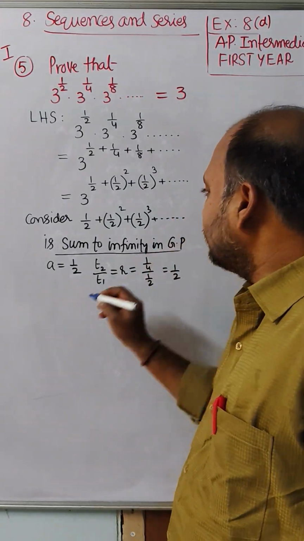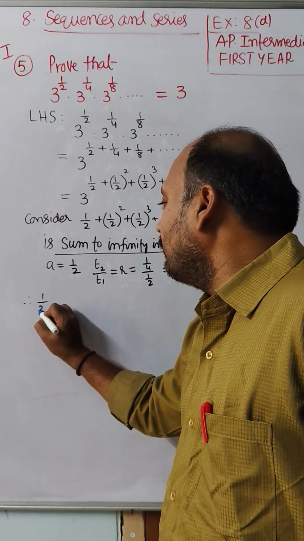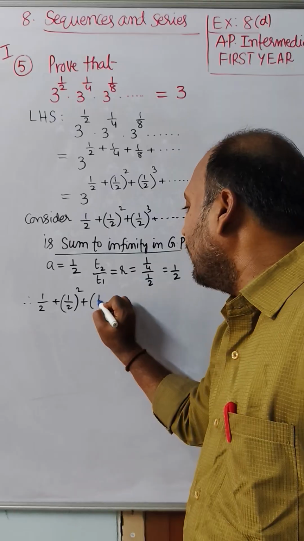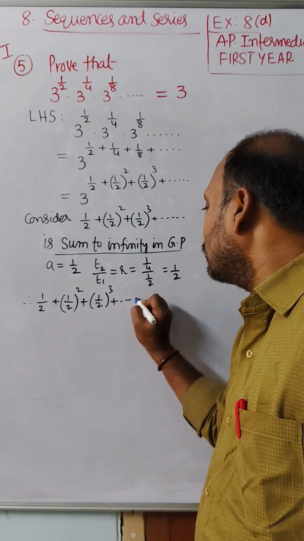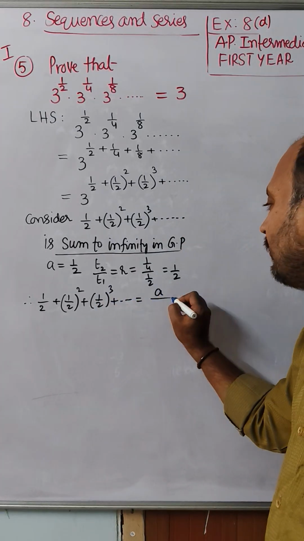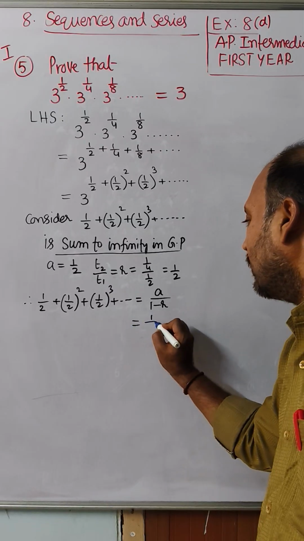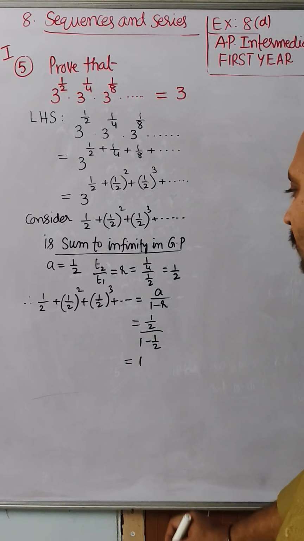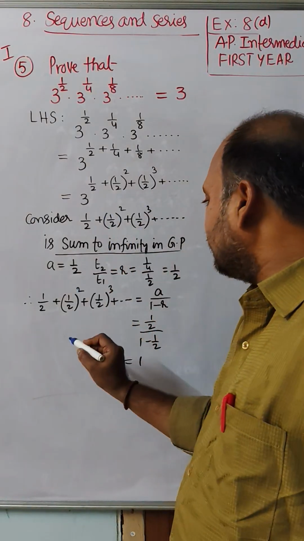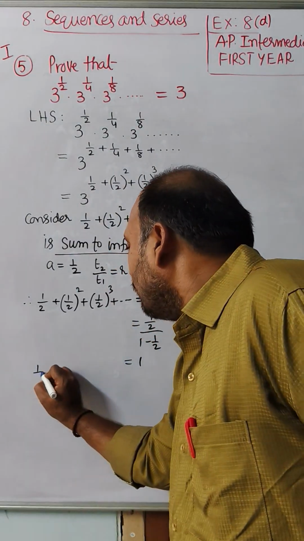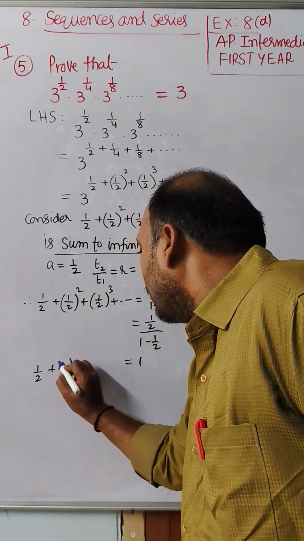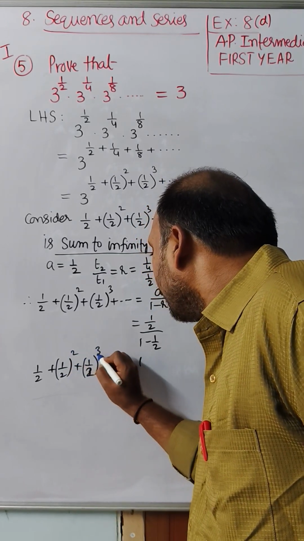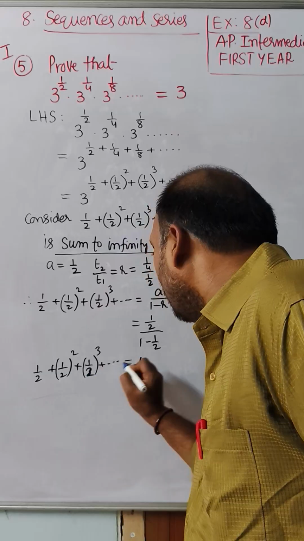Therefore, this power value 1 by 2 plus (1 by 2) whole square plus (1 by 2) whole cube and so on is equal to A by 1 minus R. A value is 1 by 2 by 1 minus 1 by 2, so it will be 1. So wherever the power is there, this value is replaced with 1. That value is equal to how much? 1.